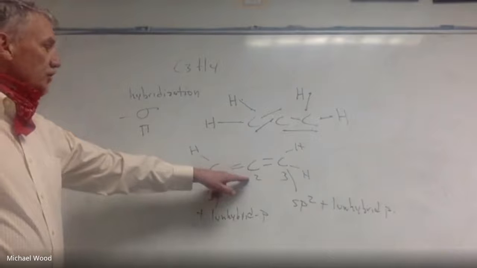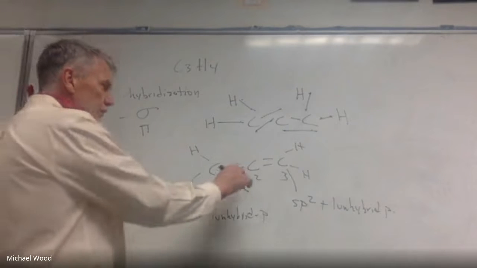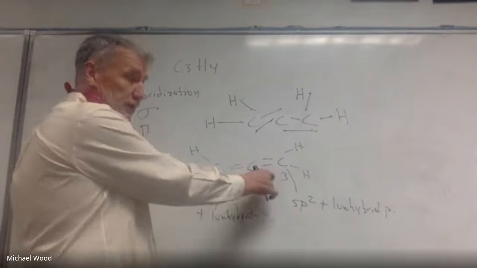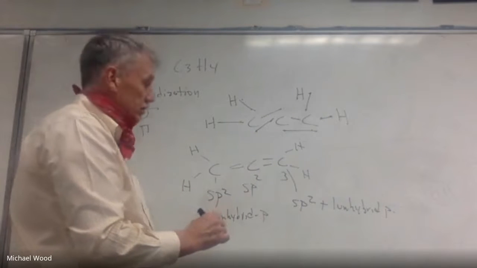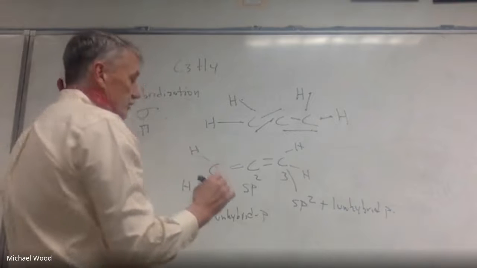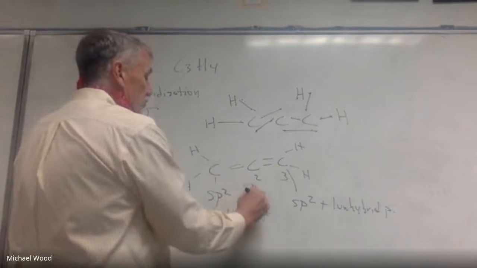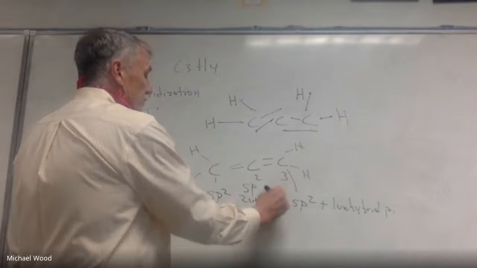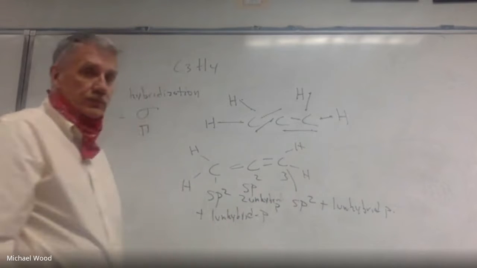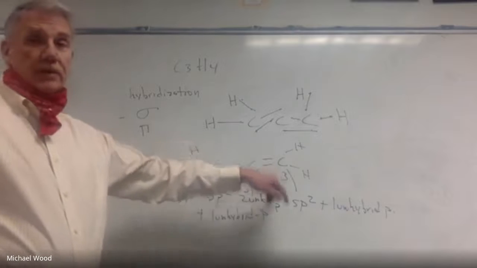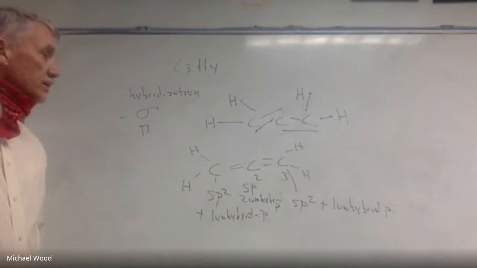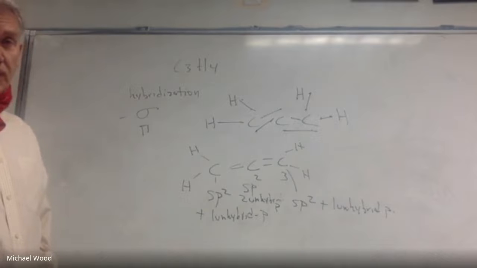Okay, and around this carbon, carbon 2, there are 2 electron domains. So that would be sp hybridization. 2 electron domains would be sp hybridization, and then 2 unhybridized p's, one on the left and one on the right. So there's the hybridization of that.